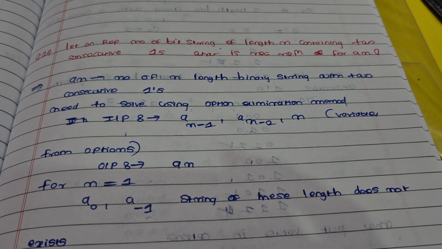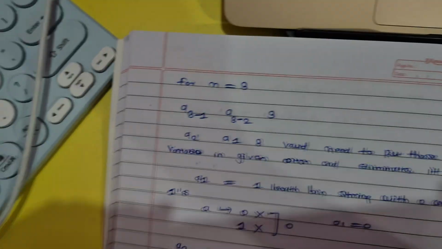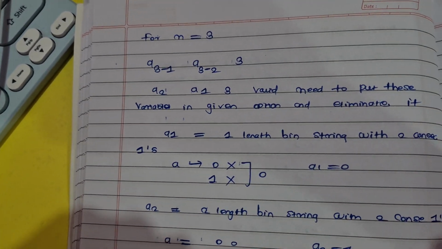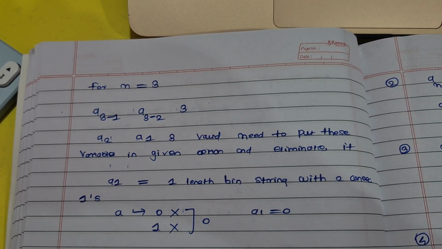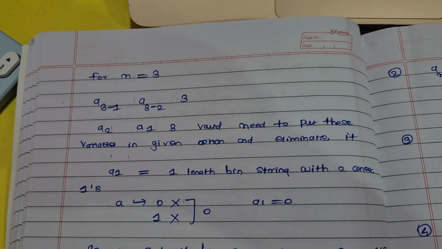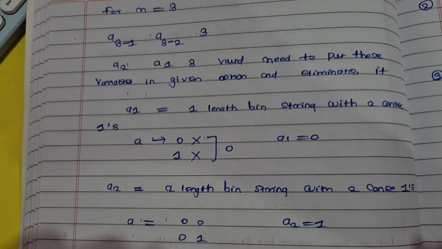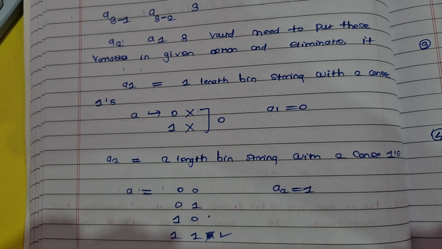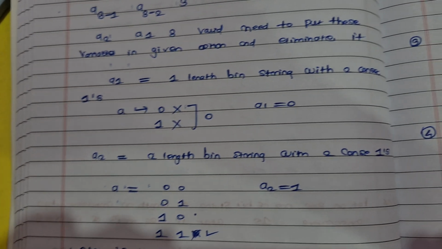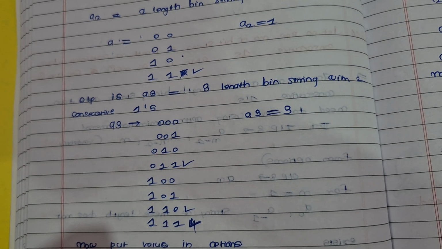For n equal to 1 you can check and we are getting invalid strings, then again check for n equal to 2, again invalid strings, then n equal to 3 you need to check. A of 3 is valid. Need to put these variables in the given options and eliminate. A of 1 is the 1 length binary strings with two consecutive ones. Here a of 1 equals 0, because we need two consecutive ones, which we are not getting. A of 2 is the 2 length binary strings with two consecutive ones. Output is a of 3 length binary strings.